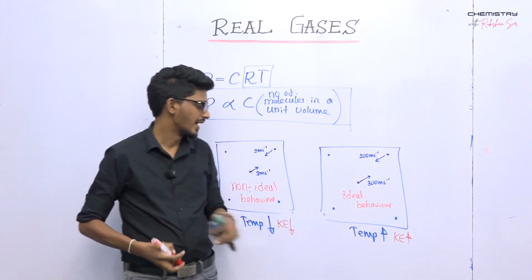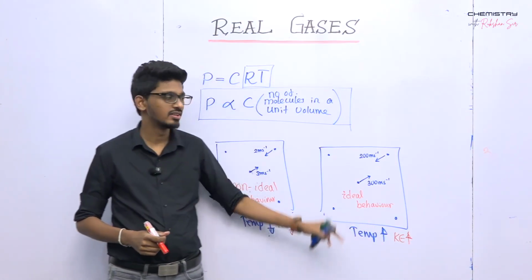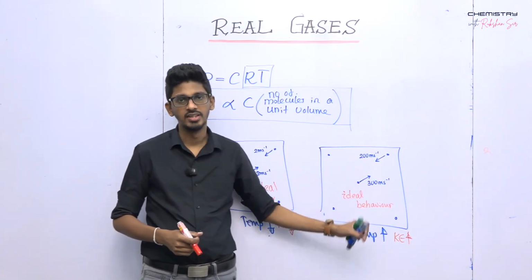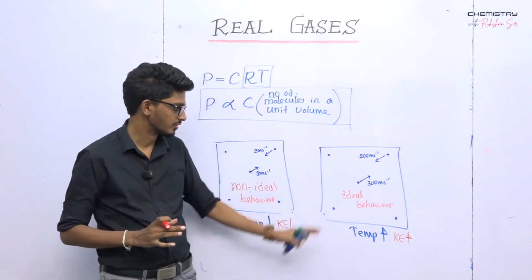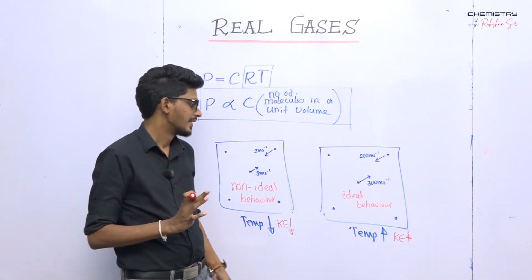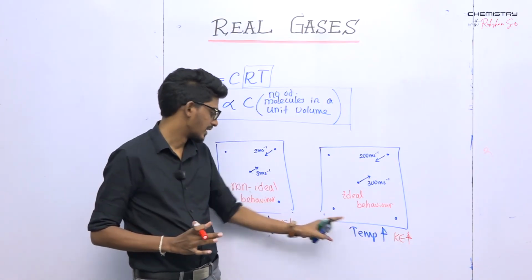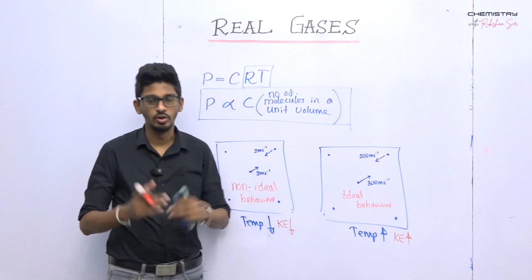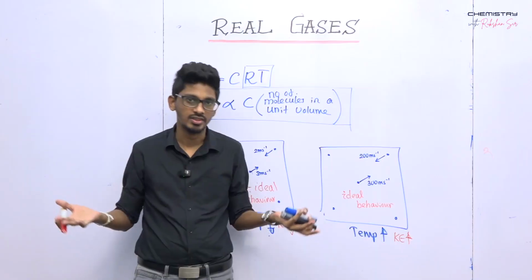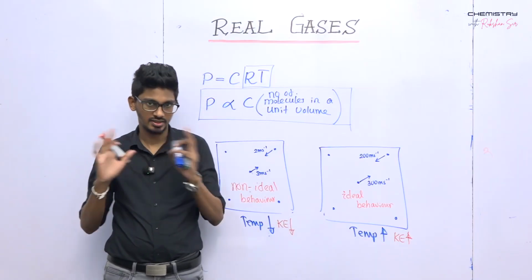So at very high temperatures, even the real gases tend to behave ideally. Got the idea? At other temperatures as well as other pressures, in low temperatures as well as in high pressures, they are not behaving ideally. The thing is clear?